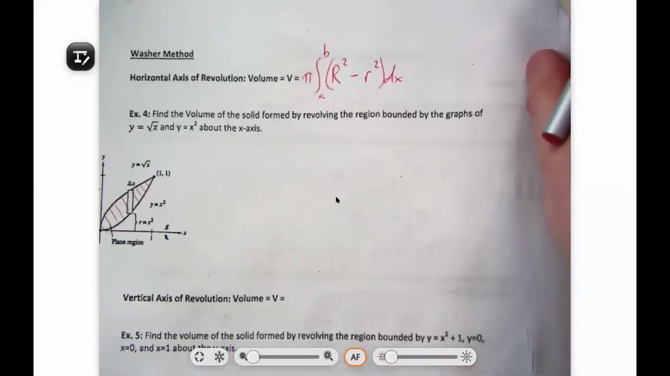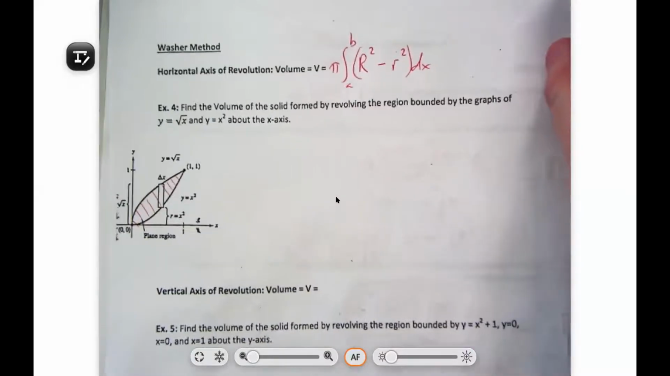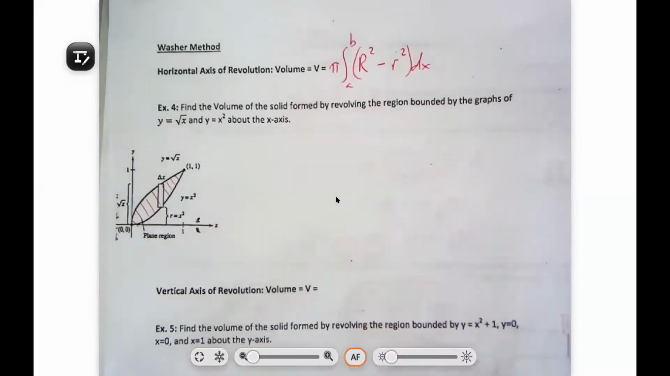Okay. So our job with the washer problem, we just have to find two different radii. But still, like I said, with the disk method, your R's are either going to be the functions, always, or they're going to be the function minus the number you're spinning around, or the number minus the function. Doesn't matter which way you do it. And the same is going to hold true here.